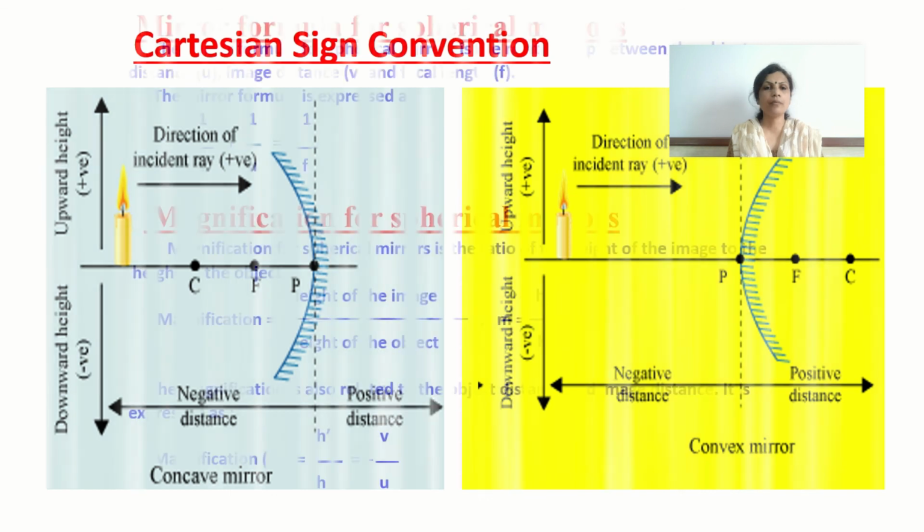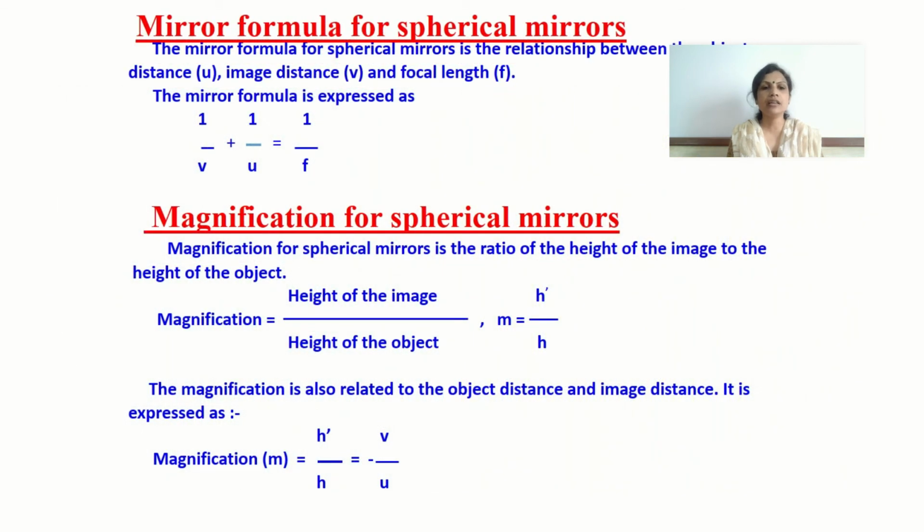Then mirror formula. Mirror formula is the relation between the object distance, image distance and the focal length f. What is focal length? It is the distance between the focus and the pole. That is the focal length. And the relation between these three things is 1 upon v plus 1 upon u is equal to 1 upon f. And this relation is very helpful to you for solving the numericals.